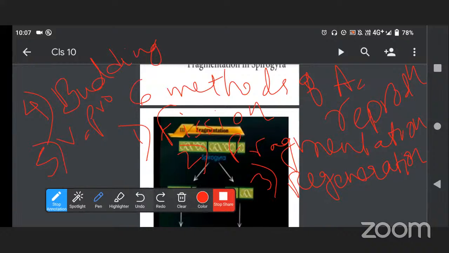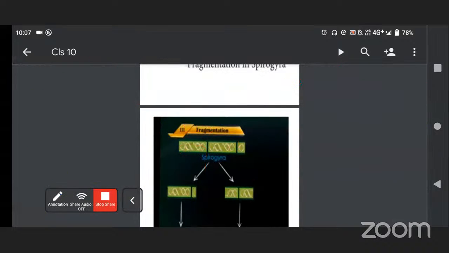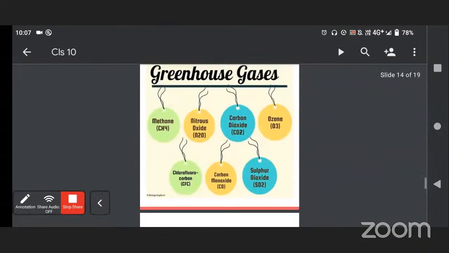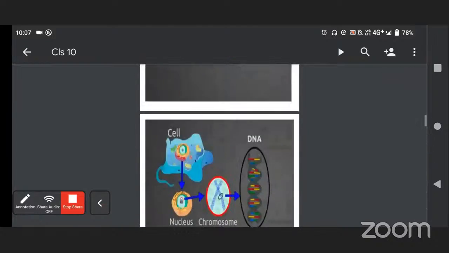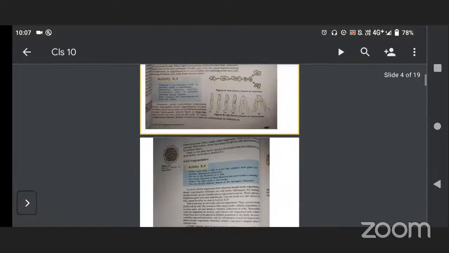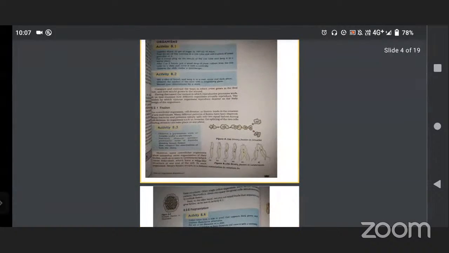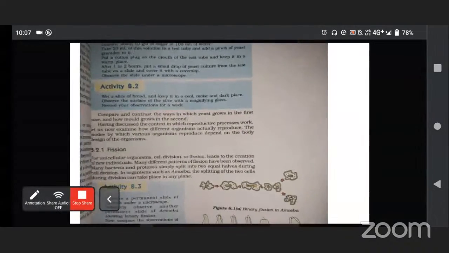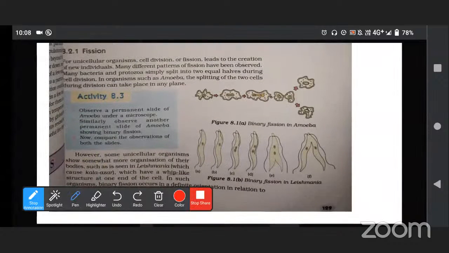So first one is what? Fission. How does fission occur? Fission simply means what? Cell division. Remember this. Fission is for unicellular organisms. Through the process of fission, only unicellular organisms reproduce. Unicellular organisms reproduce by the process of cell division or fission. So fission simply means cell division.